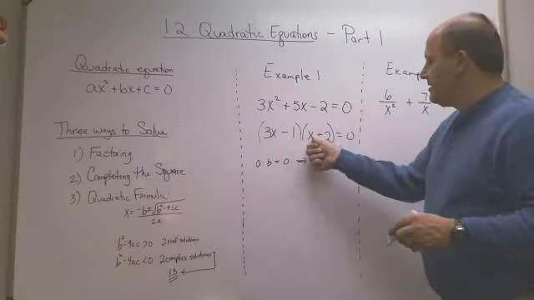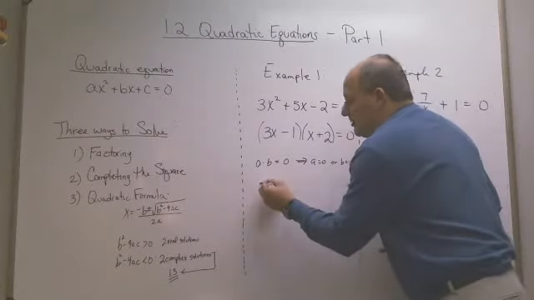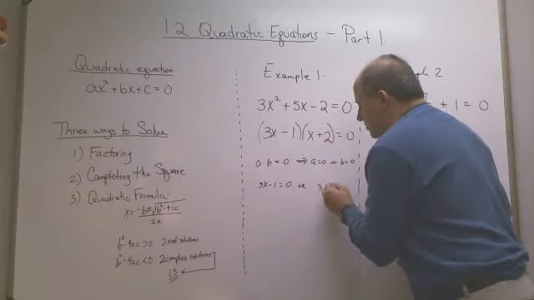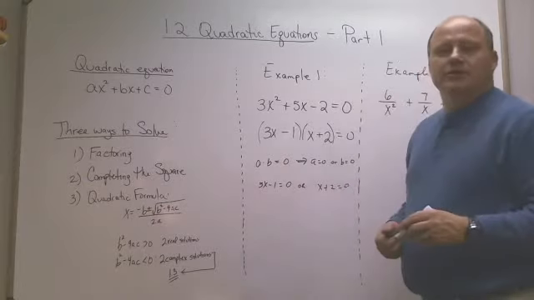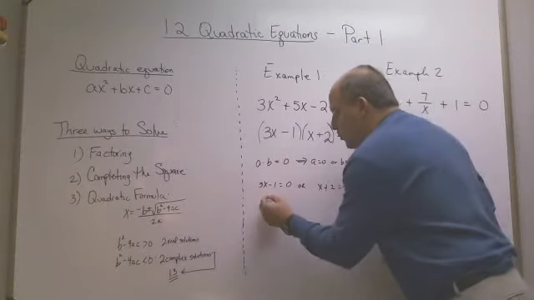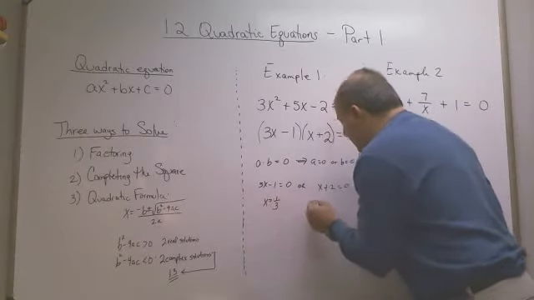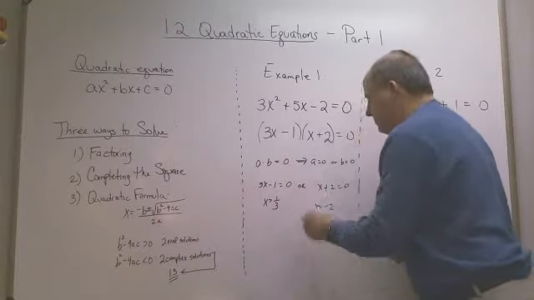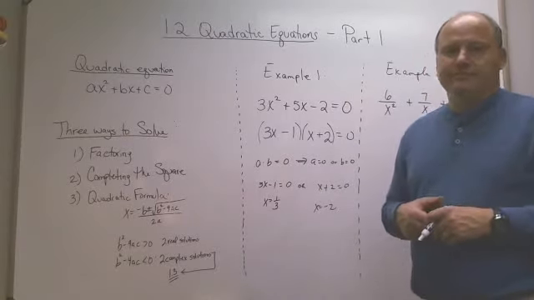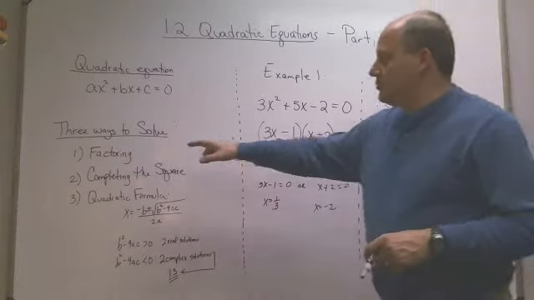So if this times this equals 0, then that means 3x minus 1 equals 0, or x plus 2 equals 0. Isolating the x on each of these equations, you get 1/3 for this one and negative 2 for that one. Okay? So we were lucky here that this one actually did factor, and that's the one right here.